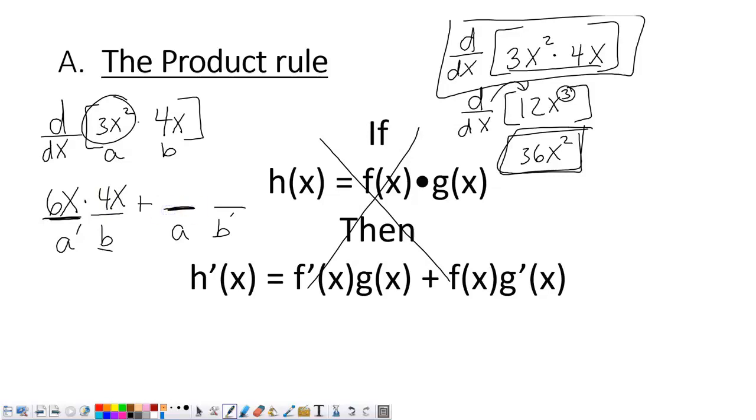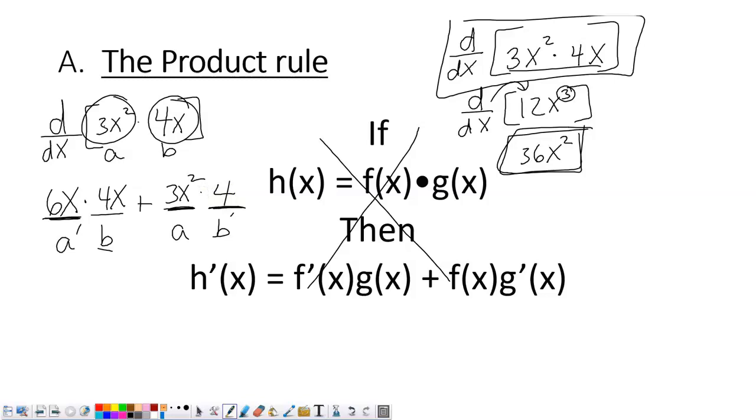This blank is just a. What is a? It's 3x squared. The next one is b prime. So what's the derivative of 4x? Well, that's the constant multiple rule. When you have an mx, the derivative is just the m. So in this case, the derivative of b would be 4.